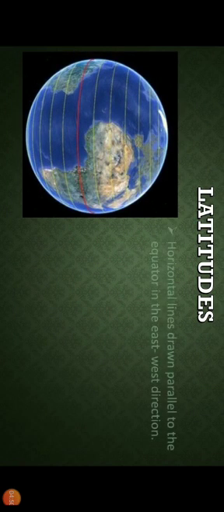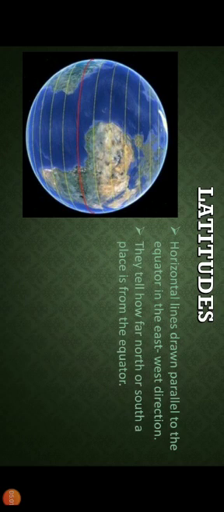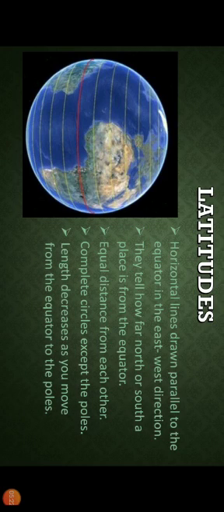You can see some horizontal lines on the globe. These are known as latitudes. They are parallel to the equator. They tell how far a place is from the equator towards north or south. The distance between them is equal throughout. They form complete circles except poles, as poles are points. Their length decreases when you move from the equator to the poles.